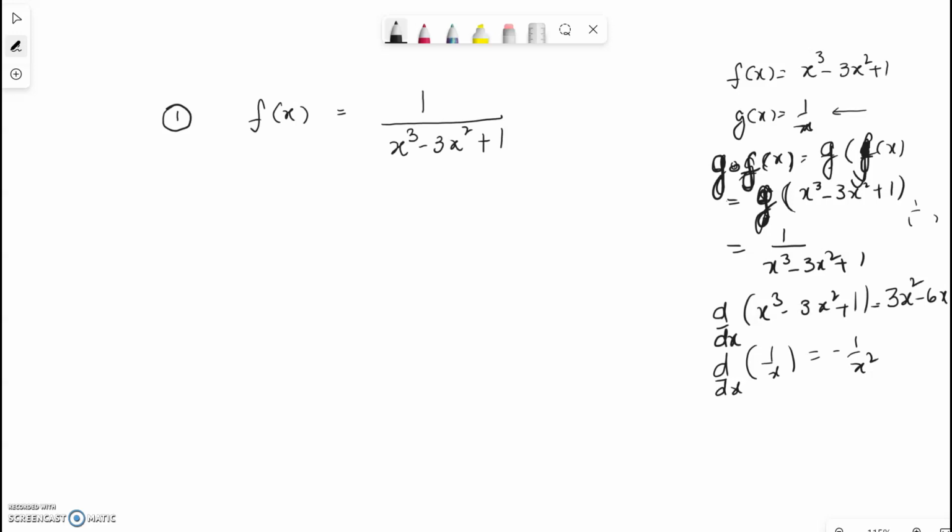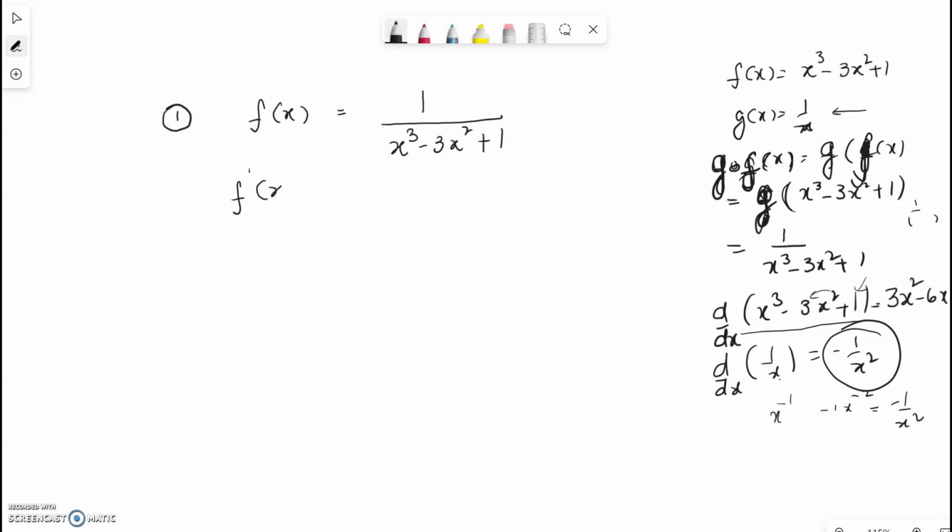Now, if we had to differentiate x cubed minus 3x squared plus 1, that would be 3x squared minus 3 times 2 is 6x plus 0. And d by dx of 1 over x is negative 1 over x squared. Remember, that's x to the negative 1, and that's negative 1x to the negative 2, which is negative 1 over x squared. It's better to remember this. So now we're going to differentiate this function using chain rule.